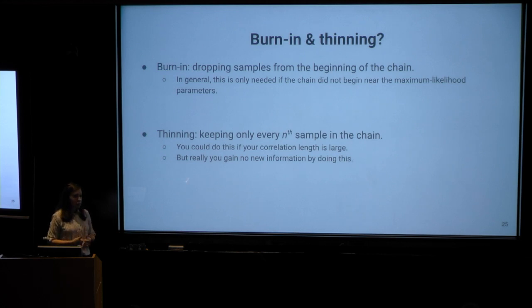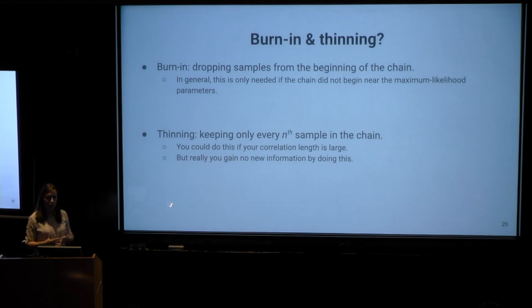So thinning can be a way of, if you're delivering a chain to other people as the posterior distribution and you don't want to give them a 5 gigabyte file, then you can thin down by the correlation length. But in general, this is only dropping information. So thinning doesn't improve your results. It just might make them easier to handle in the future.